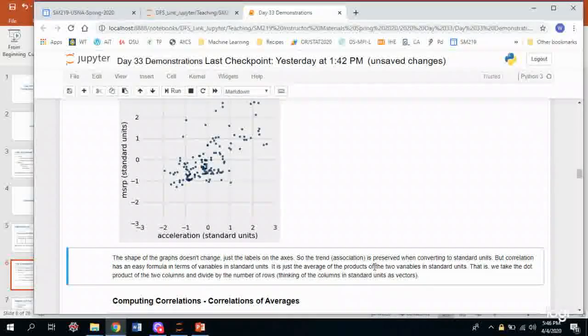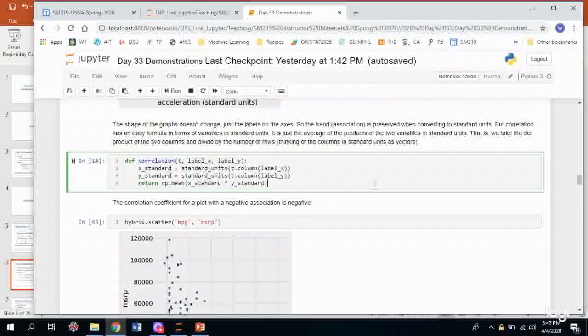Correlation has an easy formula in terms of variables and standard units. And because of that, it's very helpful to convert to standard units when you're computing correlation. And that's why we always use standard units when talking about correlation.